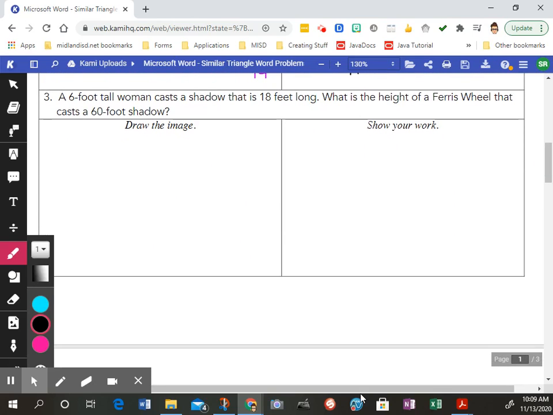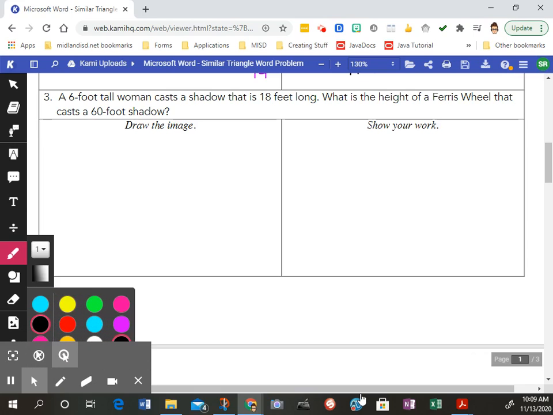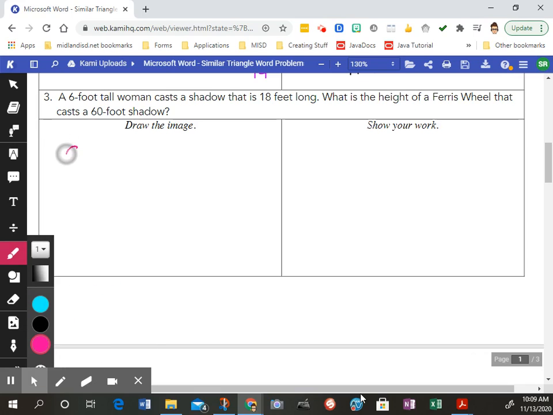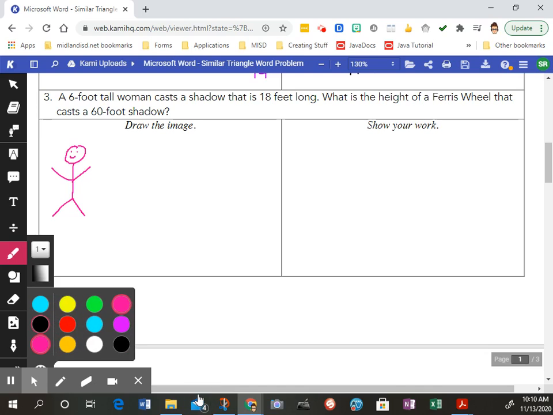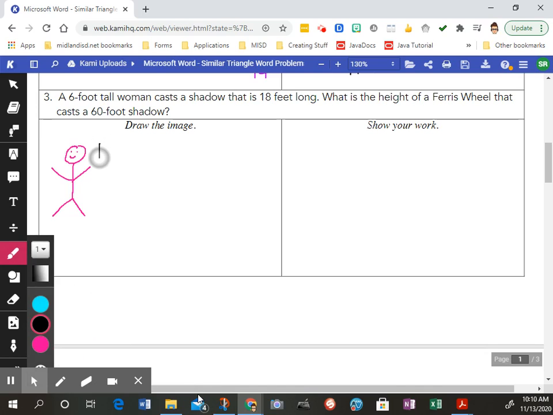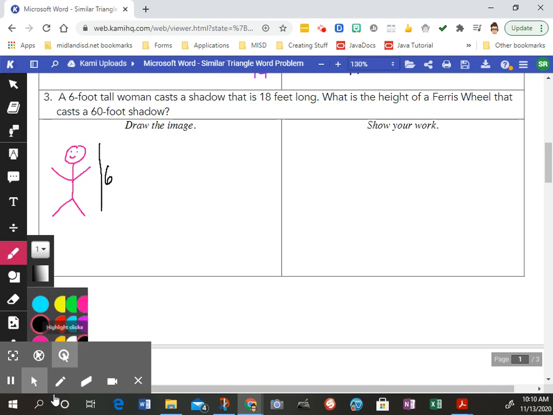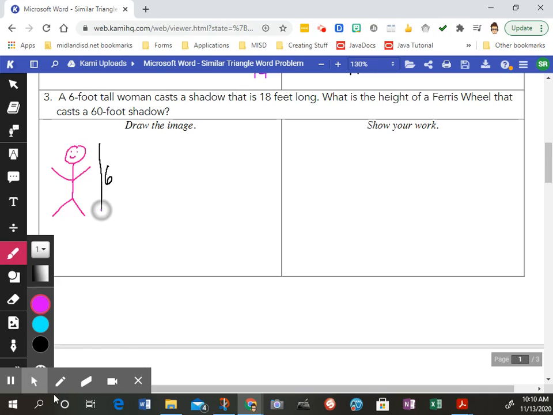Yeah, let's talk about number 3. A 6-foot woman. So we need a pink. So I've got a woman here. I'm going to just draw a stick figure. She's pink because she's a woman. Casts an 18-foot long shadow. So first off, she is how tall? 6 foot. Big woman. And she casts a shadow, so we need purple. That is 18 feet long.